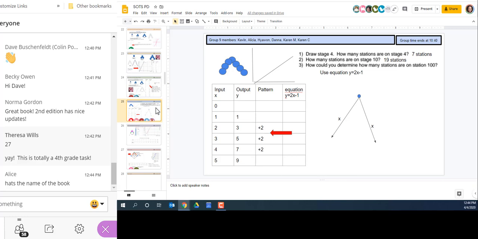And group 9, can you show us what you were thinking with your table and those +2s there? Slide 25.